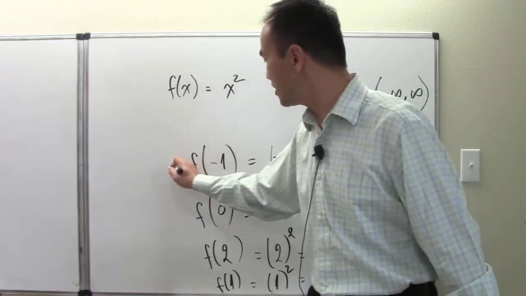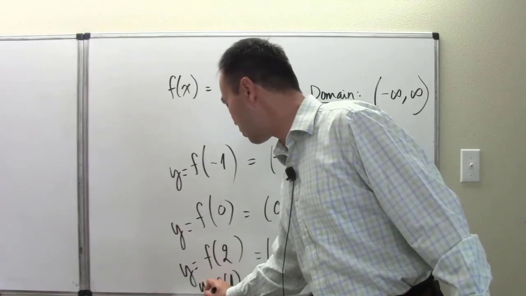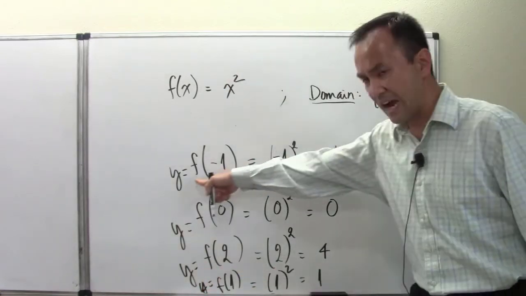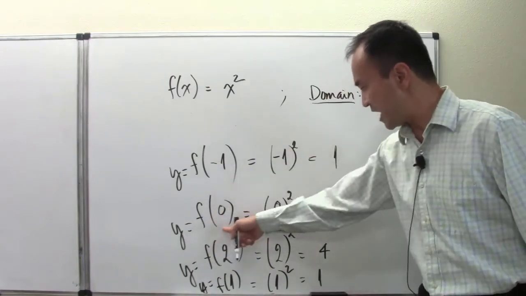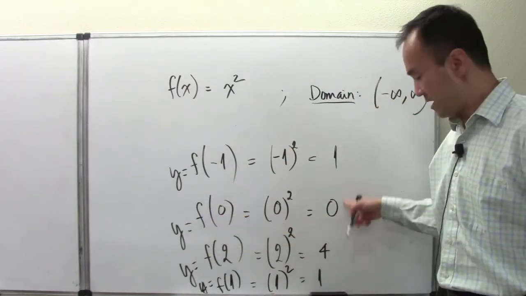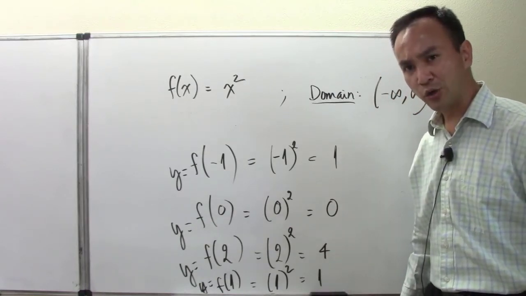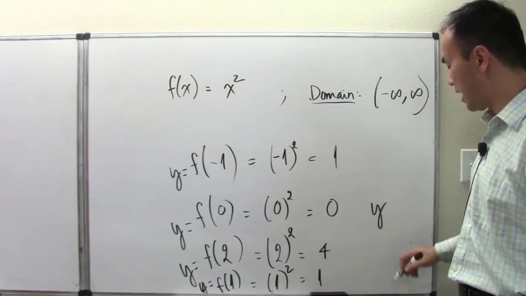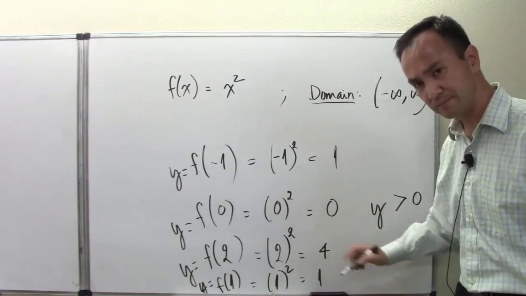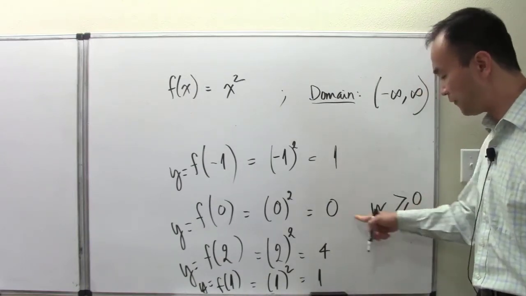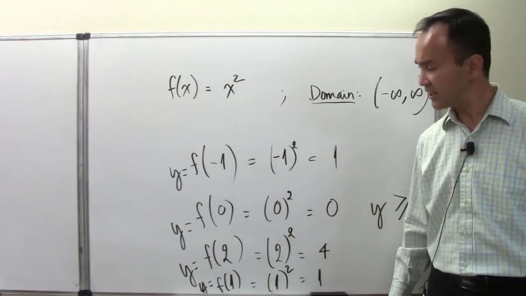So traditionally we use y to represent the outputs. So y as an output here equals 1. y as an output for this case right here, where the input was 0, equals 0. This is y equals 4. This is y equals 1. So far, throughout all the trials I have seen, y is either greater than 0, being a positive value, or so far the least came down to 0.